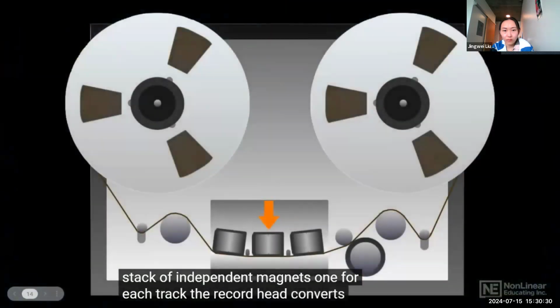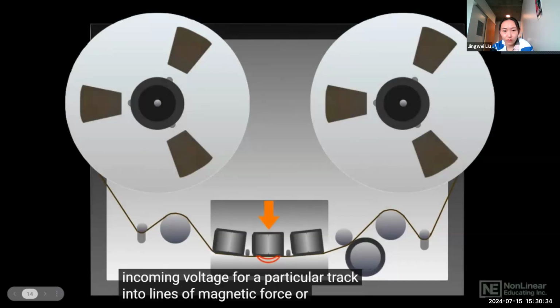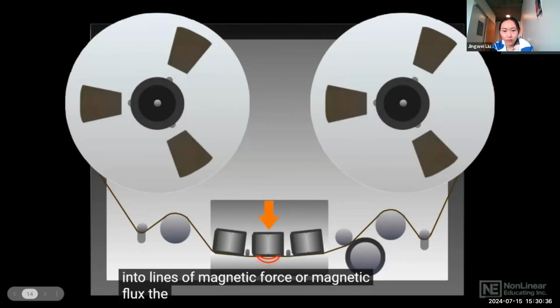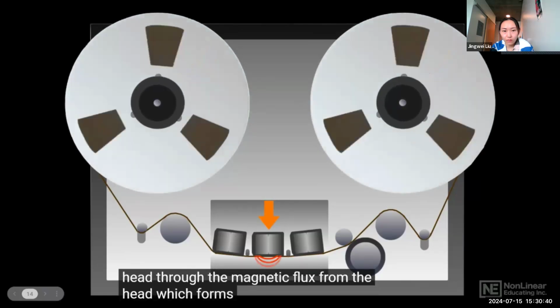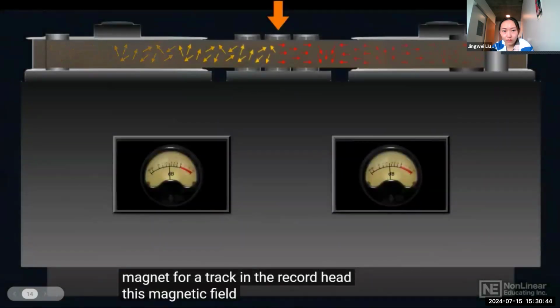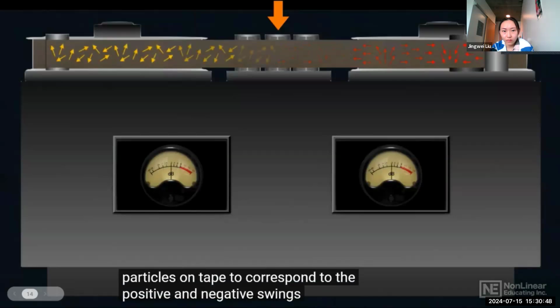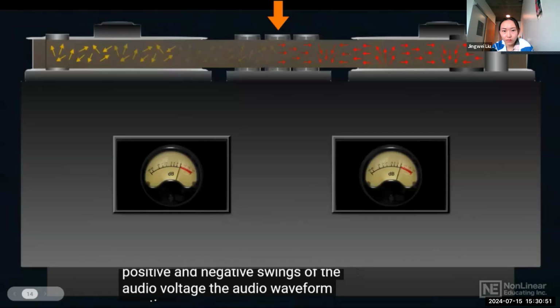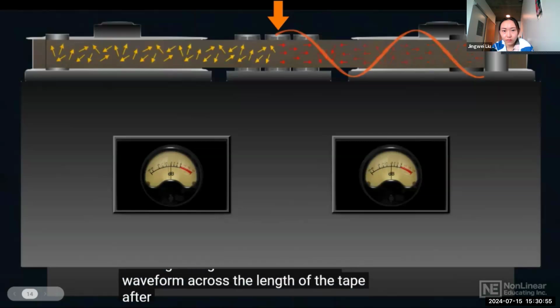The record head converts the incoming voltage for a particular track into lines of magnetic force, or magnetic flux. The tape is pulled past the record head through the magnetic flux from the head, which forms at the gap of the magnet for a track in the record head. This magnetic field realigns the particles on tape to correspond to the positive and negative swings of the audio voltage, the audio waveform, creating a magnetic version of that waveform across the length of the tape.